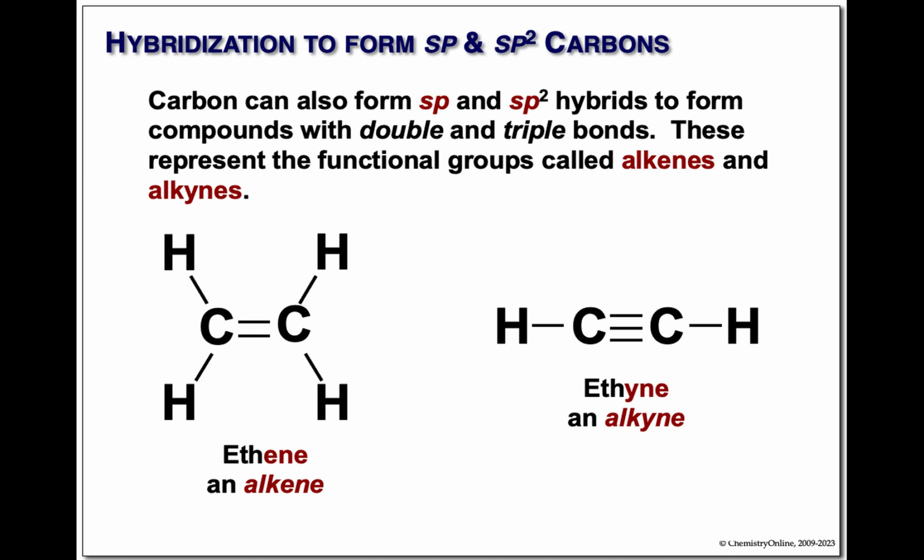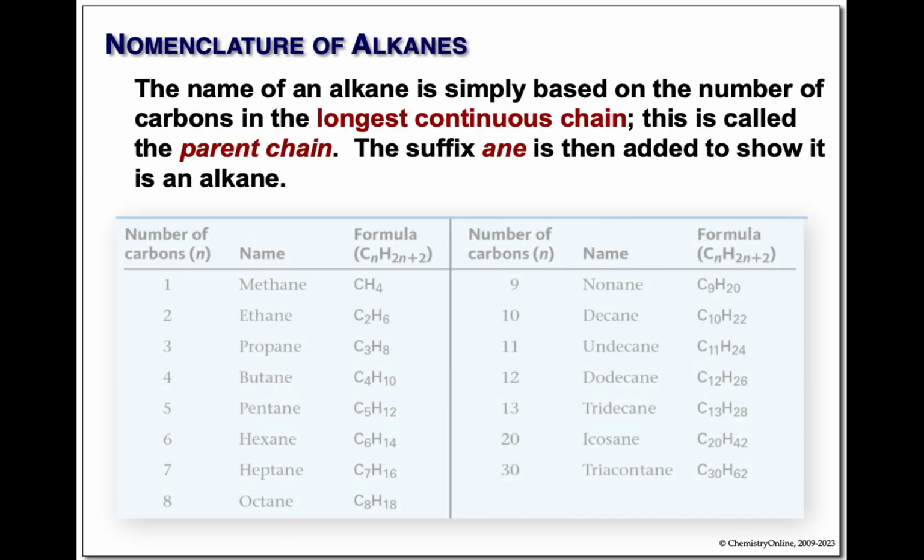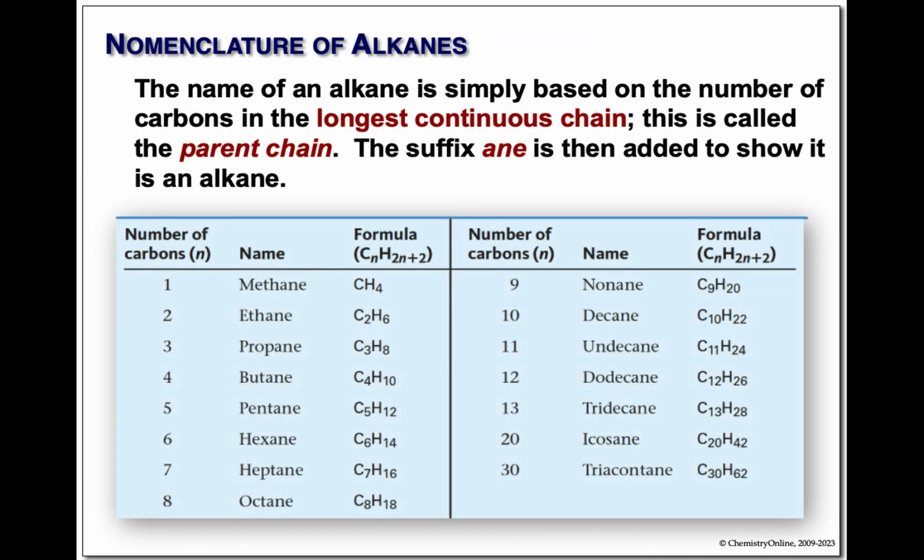Now the prefix eth stands for 2 in organic language. Meth is 1, eth is 2, prop, but, pent, hex, hept, oct, and way up there. You probably should know up to oct, that's 8. Not too different from nomenclature that we've done before. Again, the formula is always CnH2n+2.